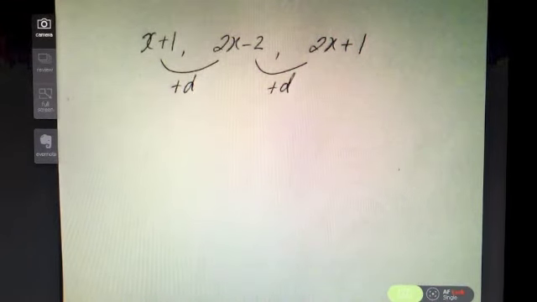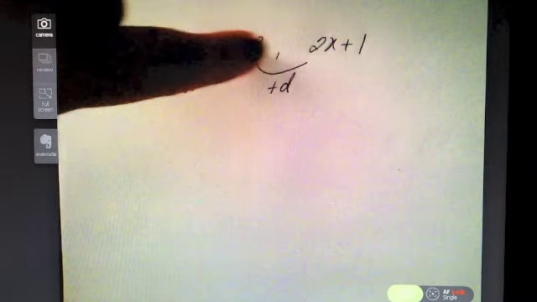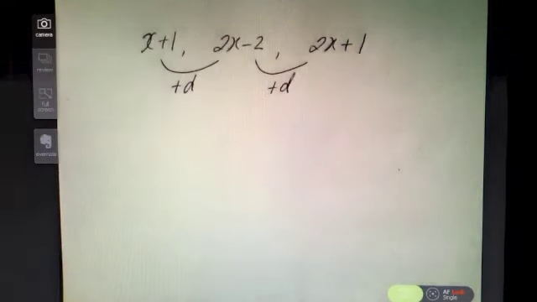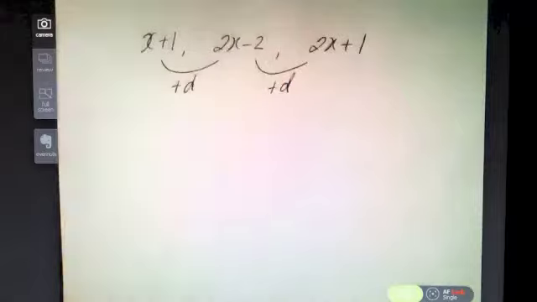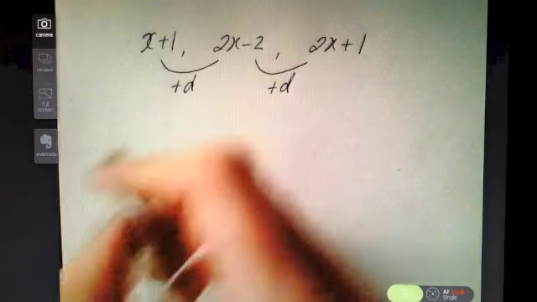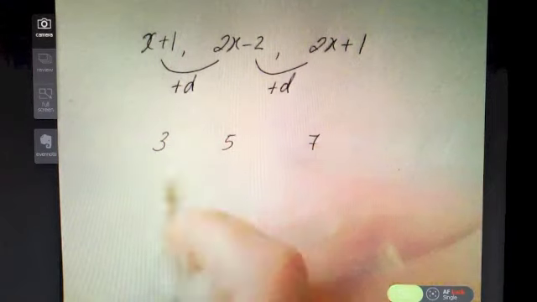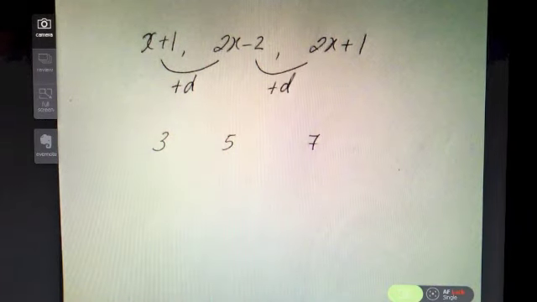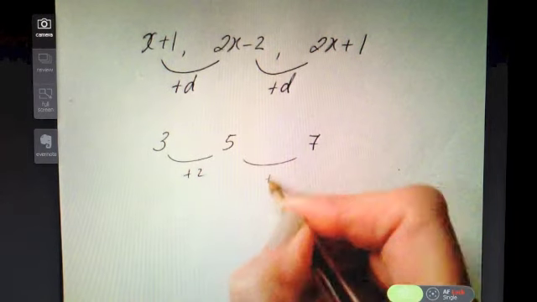So whatever I'm adding on to this to get this, I'm adding the same thing on this to get this. So let's just take a look at just a number example here first to see what's going on. And that might help us get our heads around dealing with terms that involve x's. So let's take 3, 5, 7, which would be 3 terms in an arithmetic sequence. Obviously you're adding on 2 each time.